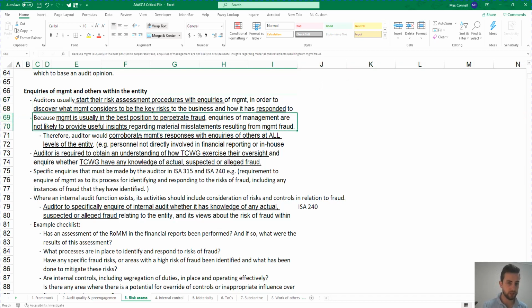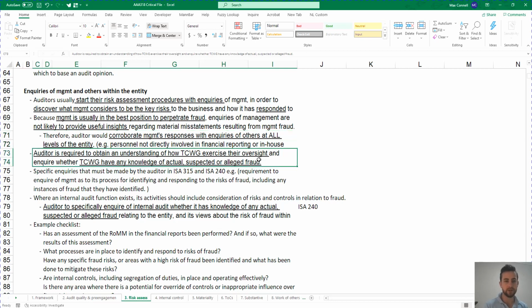Because management is usually in the best position to perpetrate fraud, inquiries of management are not likely to provide useful insights regarding misstatements resulting from management fraud. So it's more about identifying what the industry risks are and how the business responds, so it's getting an understanding. It's not saying, have you had fraud in the business? Because the most likely perpetrators are mostly not going to give you the truth anyway, so what's the point in asking? So therefore, the auditor would corroborate management responses with inquiries of others at all levels of the entity.